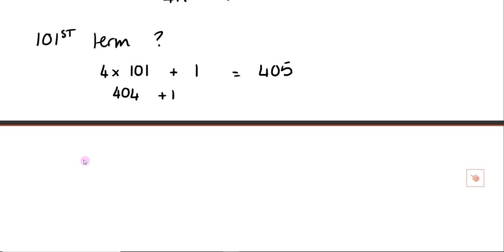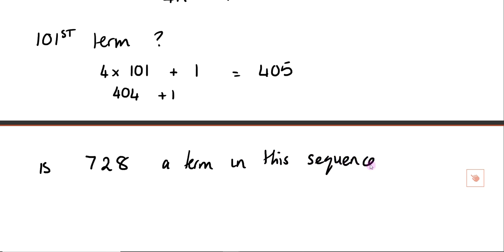The next kind of question would be, is 728 a term in this sequence? Justify your answer. So would you do minus 1 and then divide by 4? So what would I set up first? So let's say I have to justify my answer. What are you showing? So you first write 728 minus 1. I wouldn't do that yet. I'd actually write down something else first.